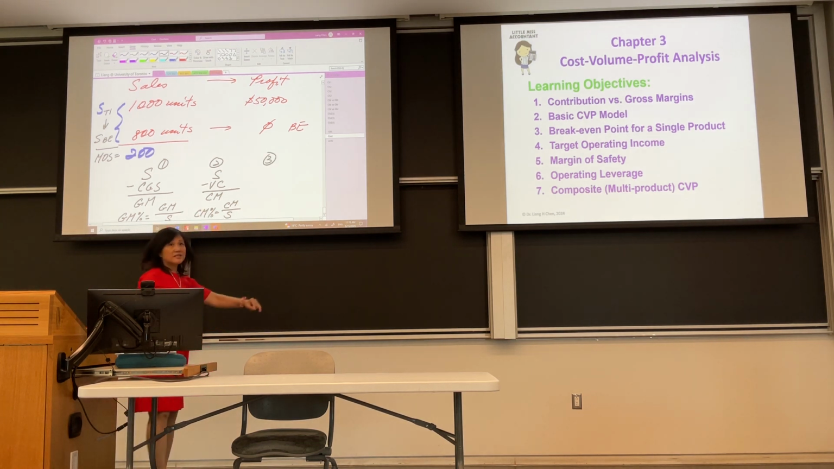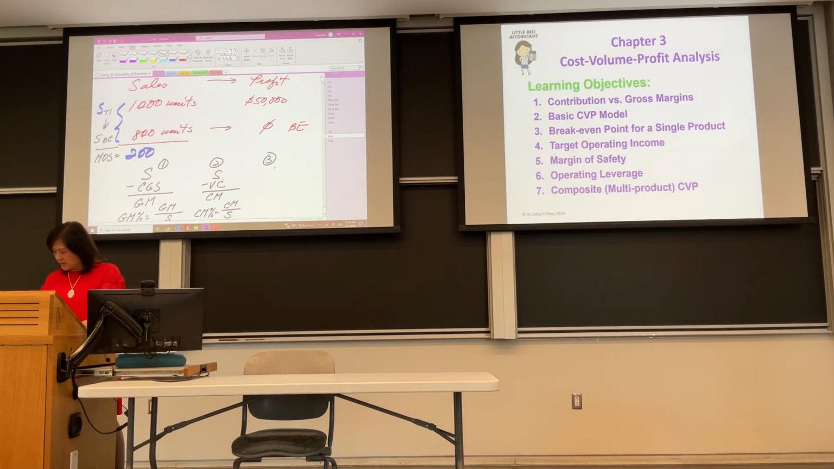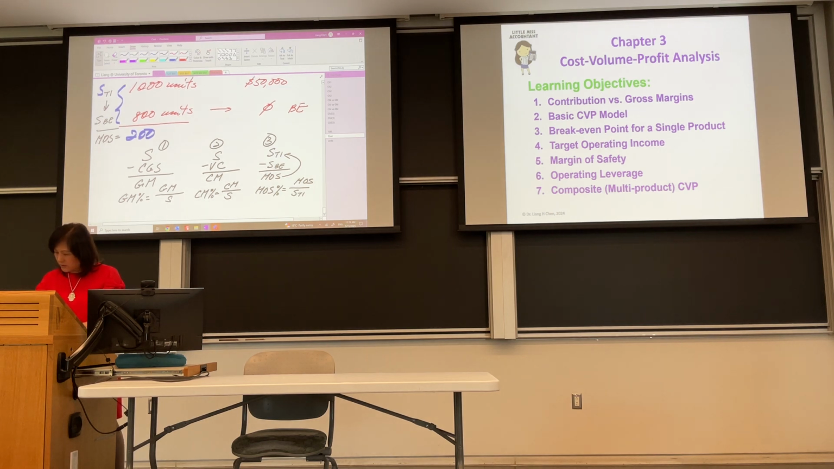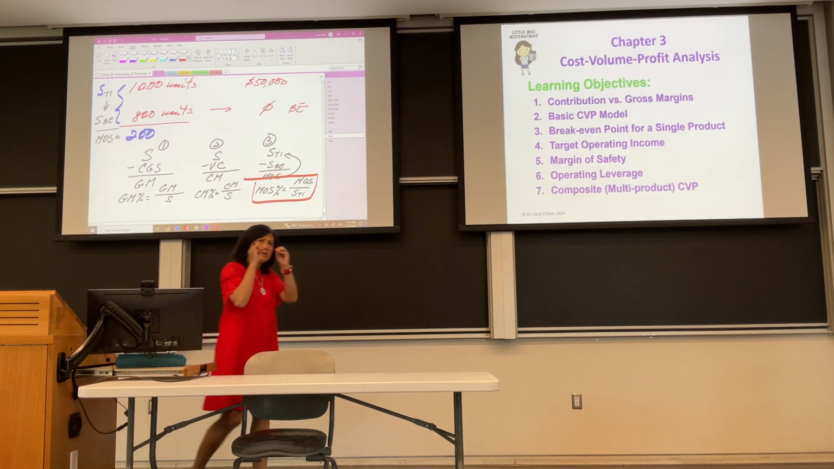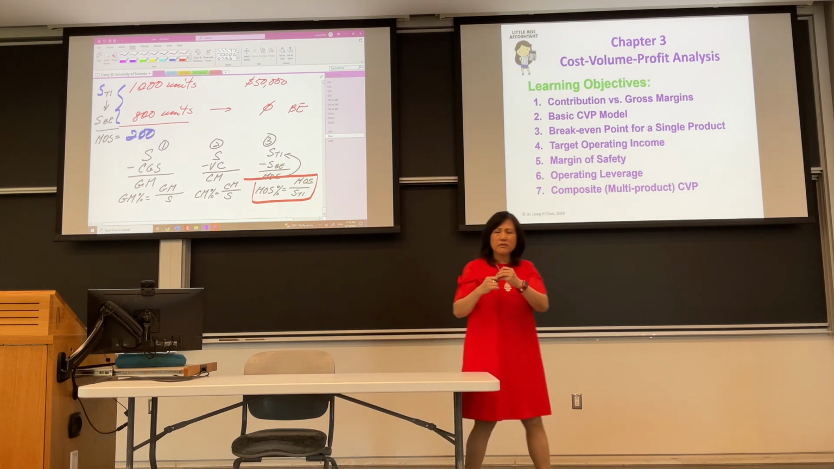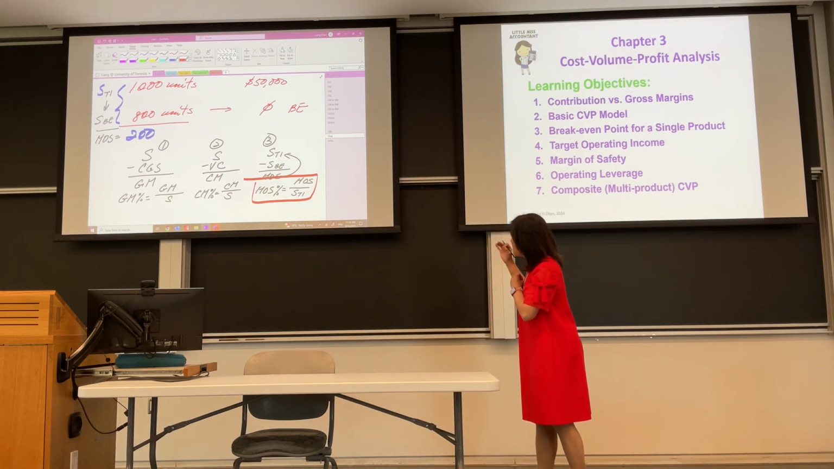What is margin of safety percentage? Sales with target income minus sales break even equals margin of safety. Margin of safety percentage equals margin of safety divided by which one? Sales with target income, not sales break even. So in the past, some students got confused. Which number should I divide? Okay, you should divide by sales with target income.